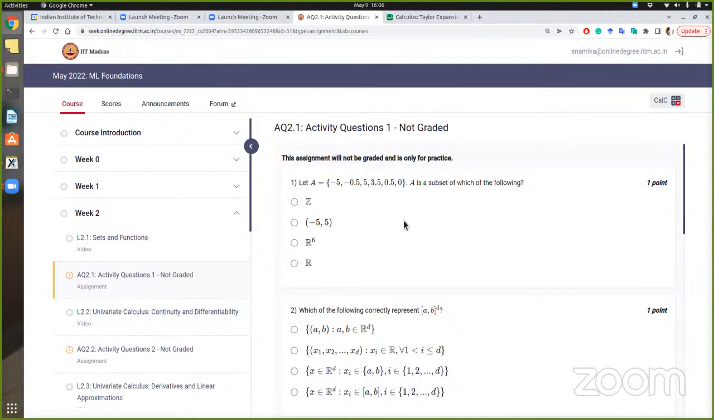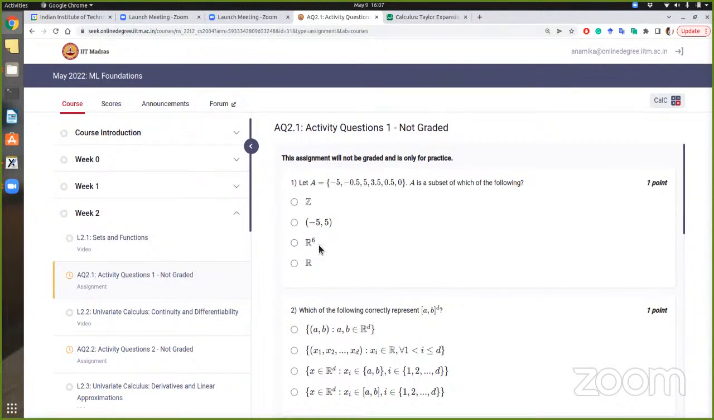Okay. So getting back to the first set of activity questions, the first question, we are given a set, and we have to tell which of the following A is a subset of. The first one is a set of integers, whereas we have fractional values in our set, so A can't be a subset of the first option. The next one is an interval where -5 and 5 are not included, whereas in the given set we have -5 and 5 present. So the second would be an incorrect option.